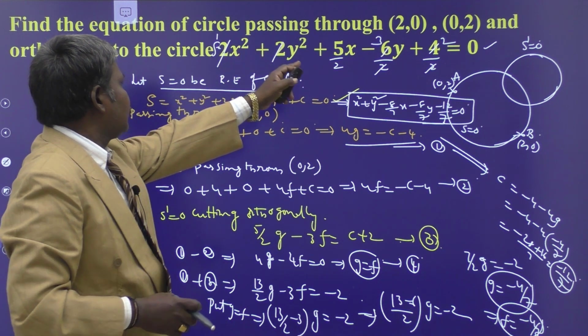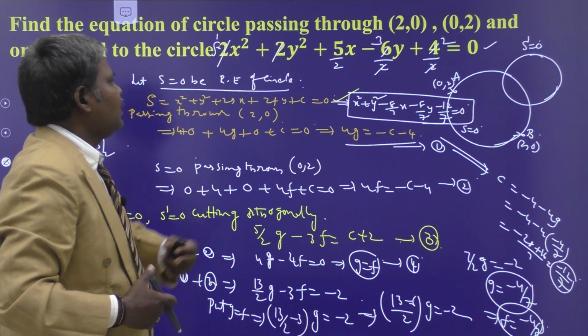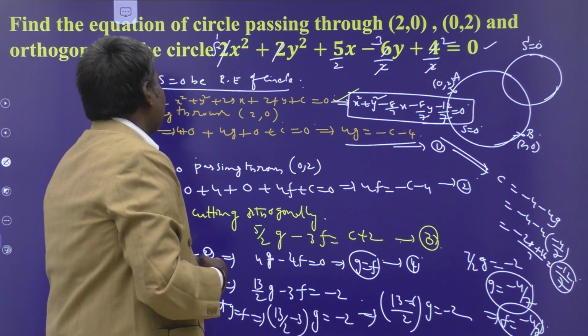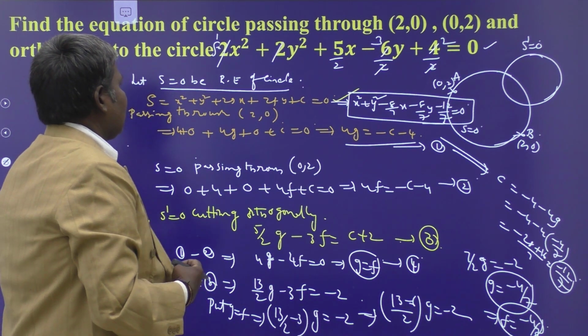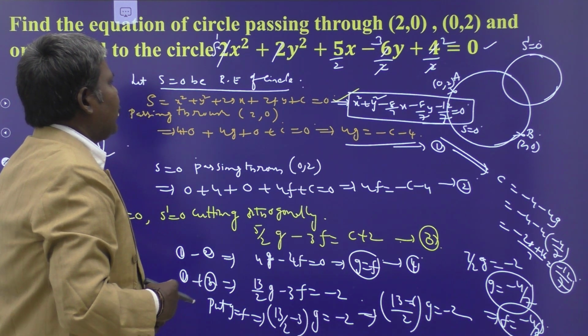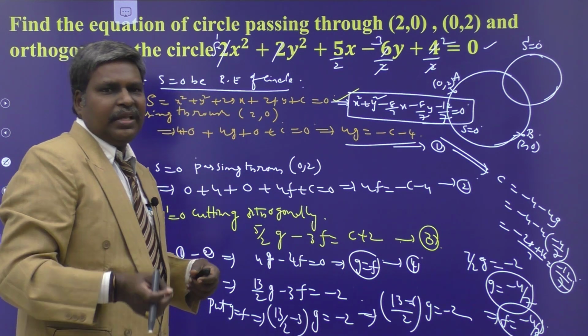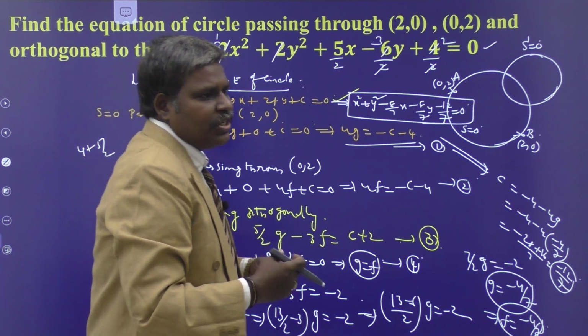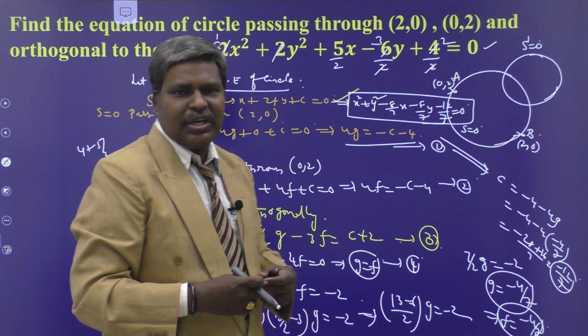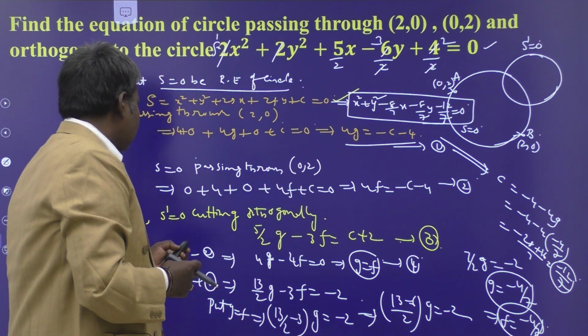Here the circle maintains three conditions. They are passing through 2 points and cutting orthogonally some circle. We mean, substitute the 2 points, we get 2 conditions, and apply the orthogonality, we obtain another condition. Solving those 3 equations, we obtain the required equation of the circle. Understand?